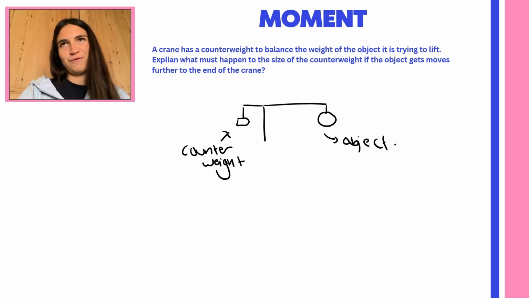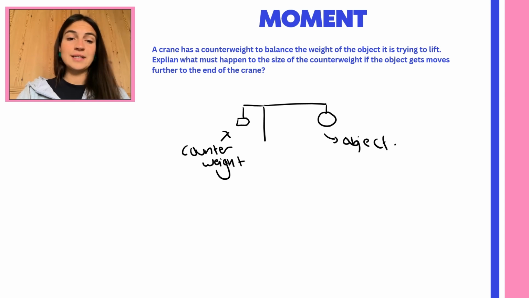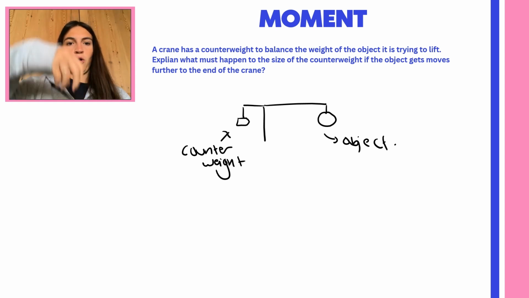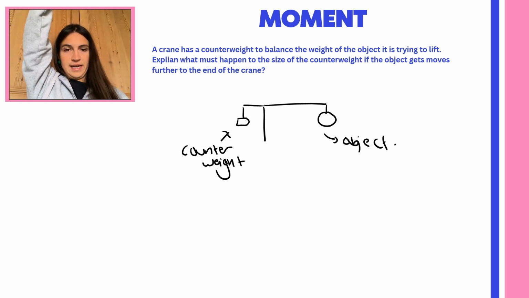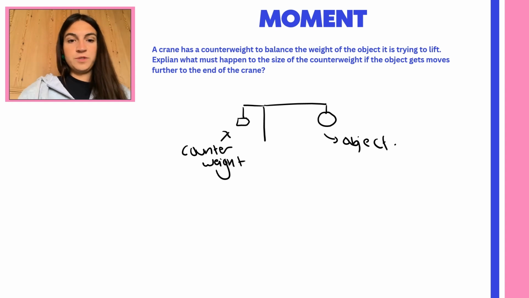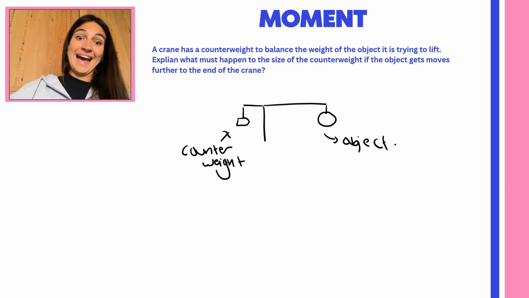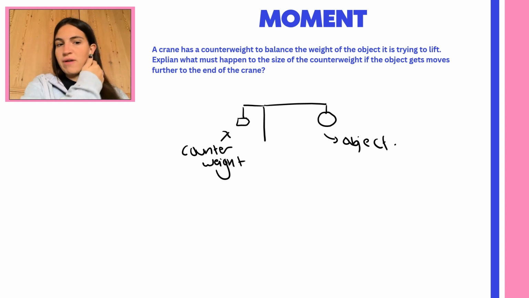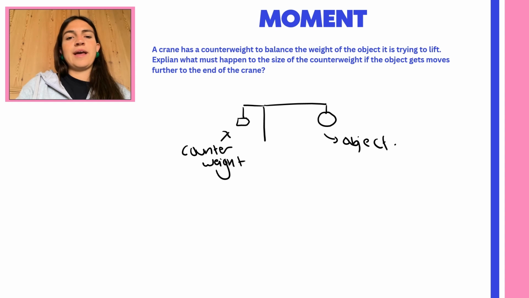So we have my beautiful artistic picture of a crane, and it has a counterweight on the left hand side, and it has the object it's trying to lift on the right hand side. Okay, and those are about the pivot, the long piece of crane that goes vertically upwards. So what was the question again? It was saying that if you move the object further and further towards the end of that right hand side of my crane, what must happen to the counterweight so that this crane remains horizontal?